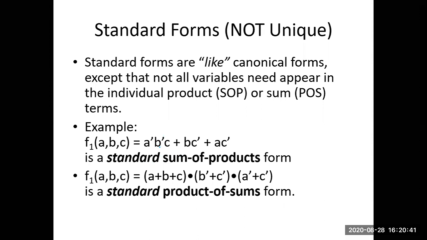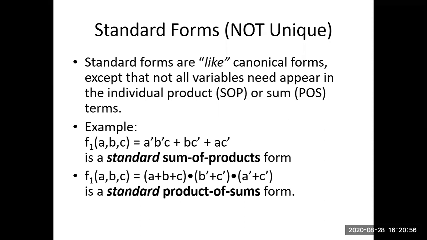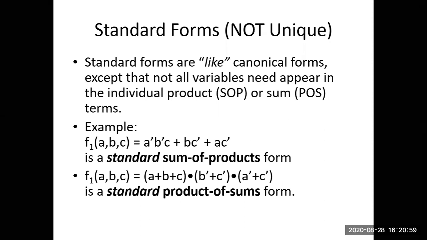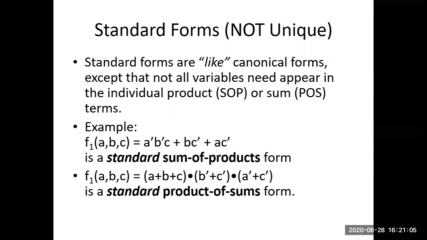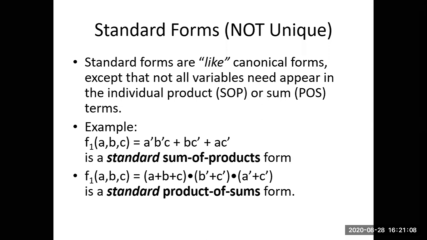Whenever I am writing in the form of a standard sum of product, you can write all the things in the form of product, and then write the sum in the form of summation, but it's not necessary that all the components will be there. Standard forms are like canonical form itself, except that all the variables need not appear in the individual SOP or POS terms.